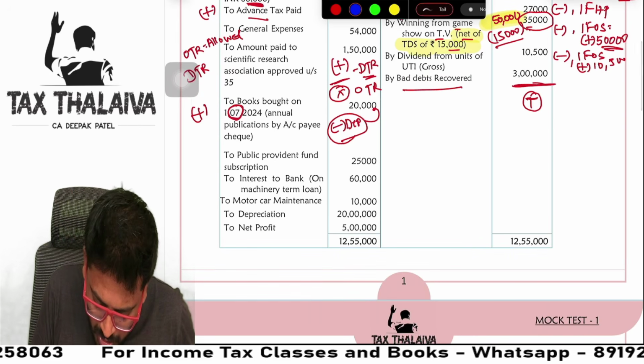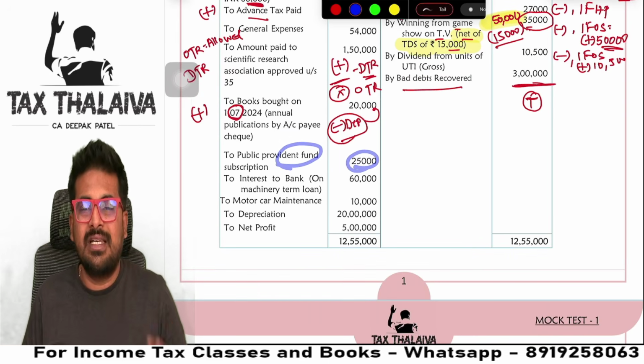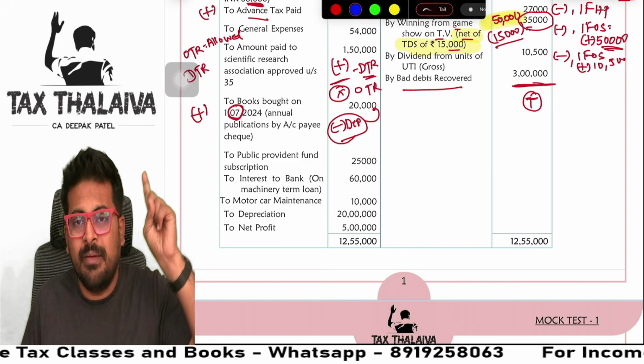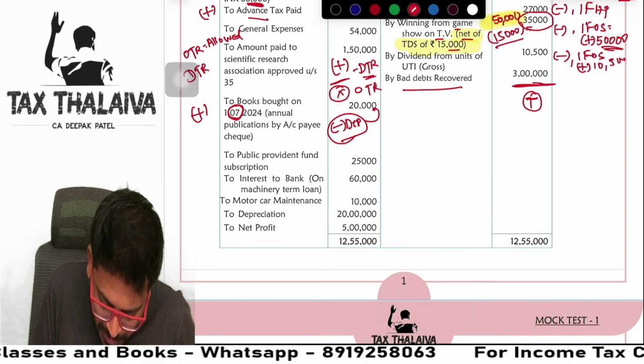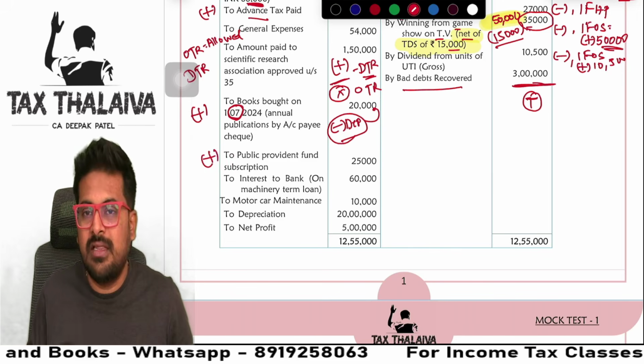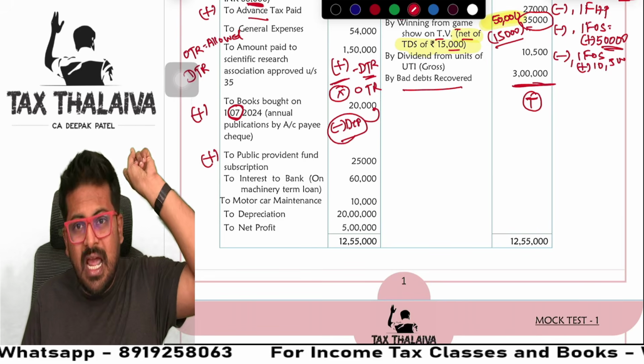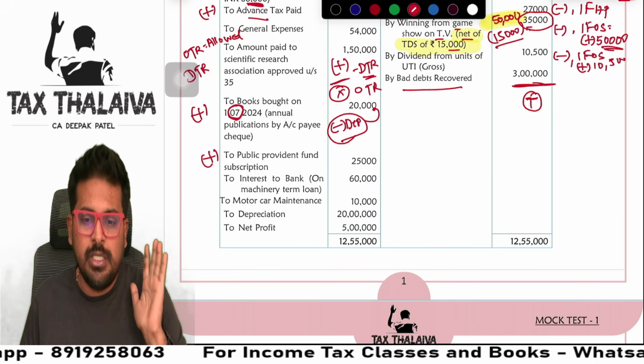Next, public provident fund subscription 25,000. Guys, public provident fund subscription is actually a deduction item under ATC. You cannot claim it here. So I will add back this because this is a Chapter 6A deduction item. There I will go and claim. Here I cannot claim under PGBP head.